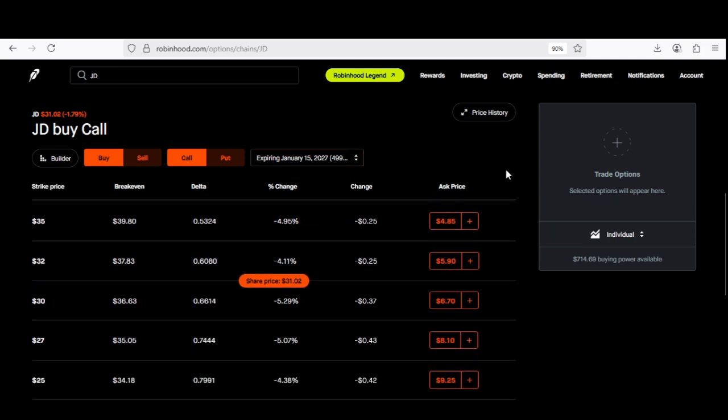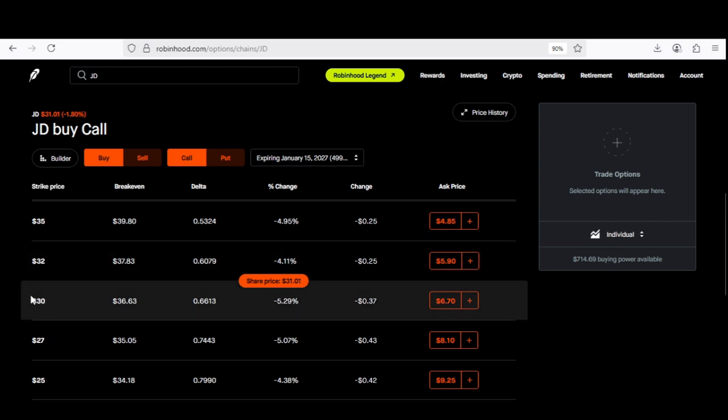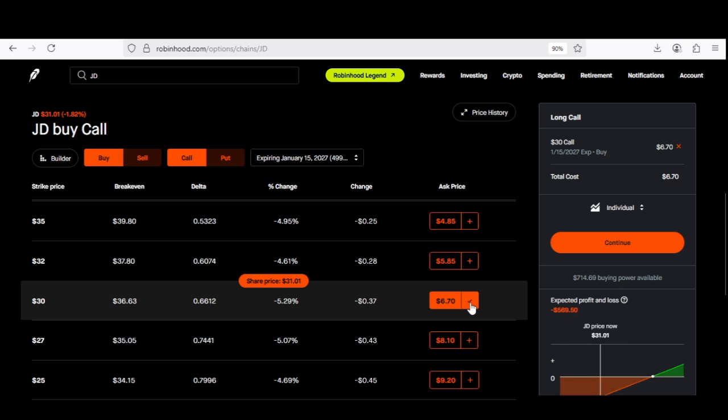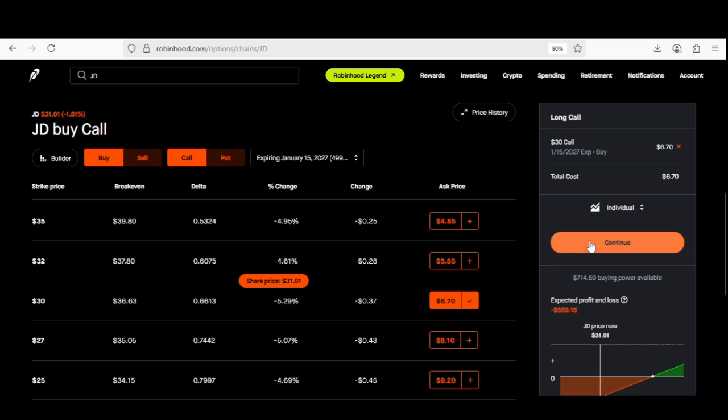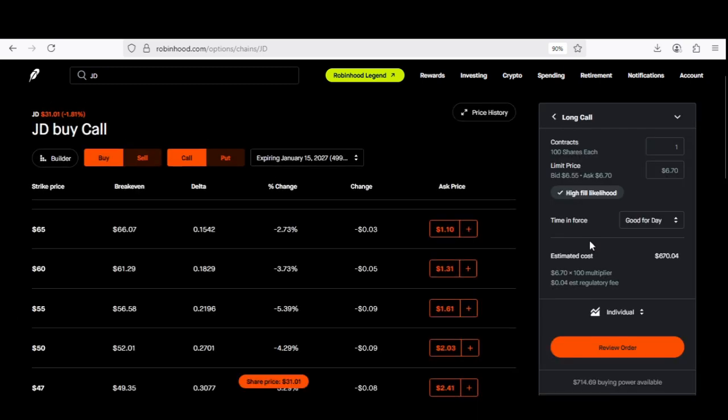The strike price I will be going with is going to be the $30 strike price. And once again, the reason I'm using the $30 strike price is because I've already gone ahead and done my own due diligence. Now, because this is a buy option strategy, I'm going to have to pay. The amount I'm going to have to pay is going to be $6.70. Let's go ahead and select that. I'm going to hit continue, I'm going to execute the trade, and then I'm going to explain the trade to you.